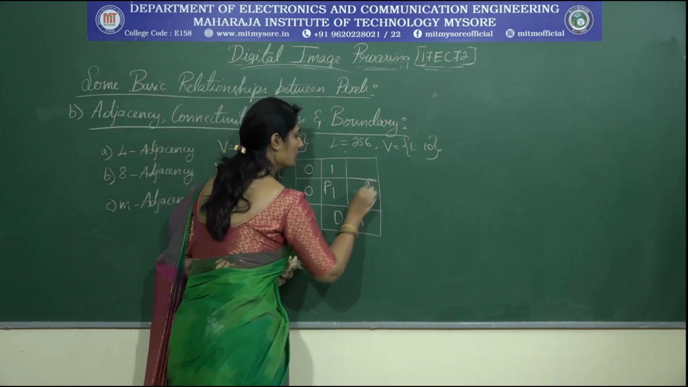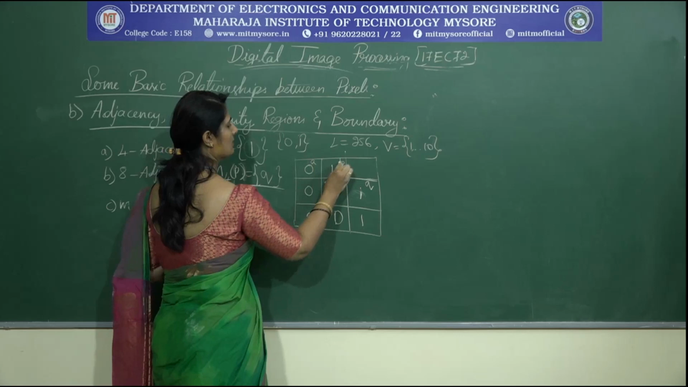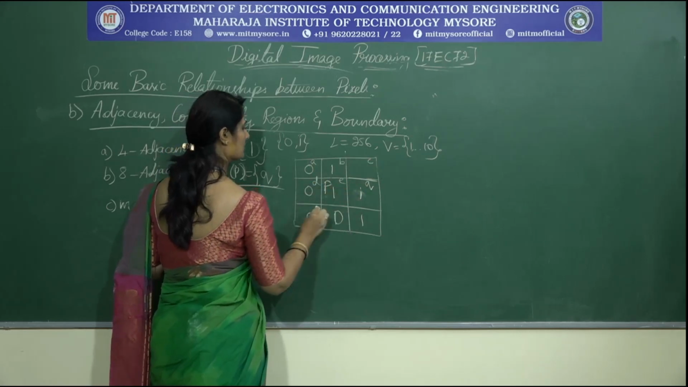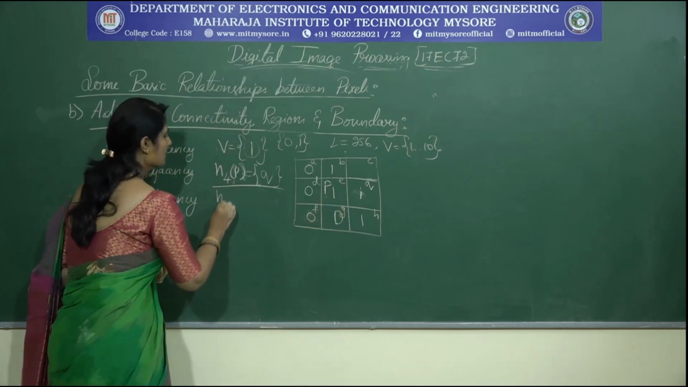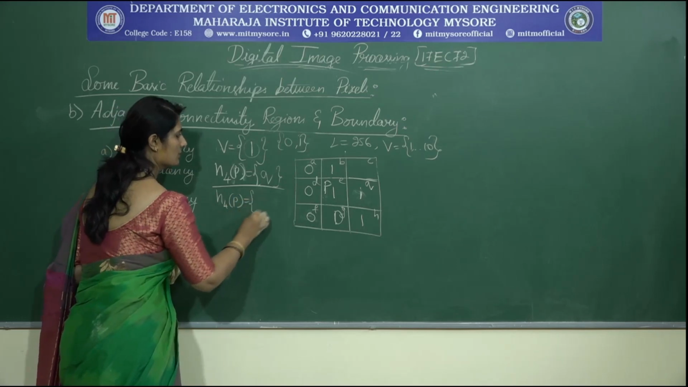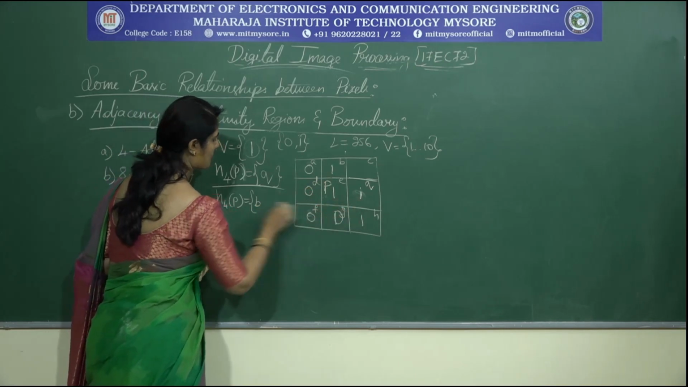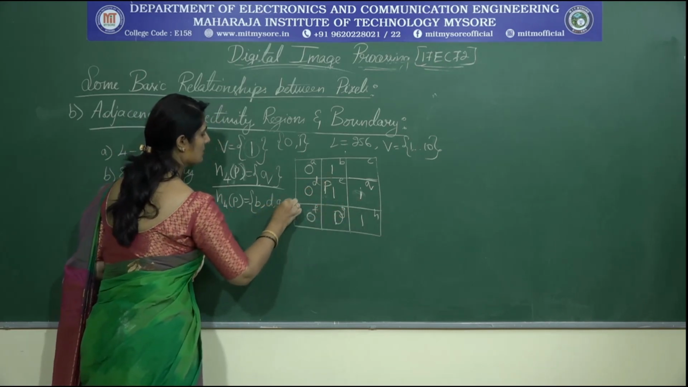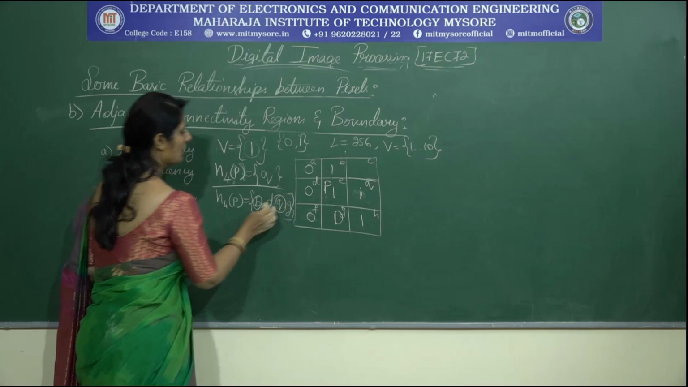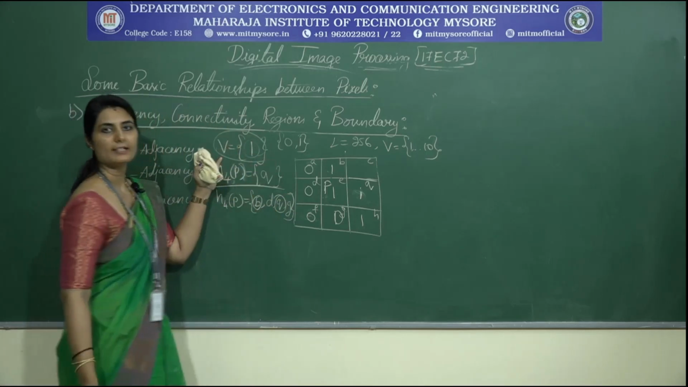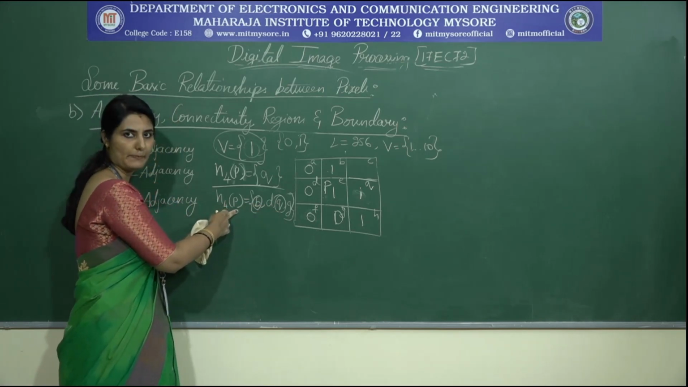That means if this is Q and this value is 1, then the 4 neighbors of P are B, D, Q, G, right, B, D, Q, G, and among this only B and Q are having this subset value. Therefore, B and Q are 4 adjacent to P, okay.